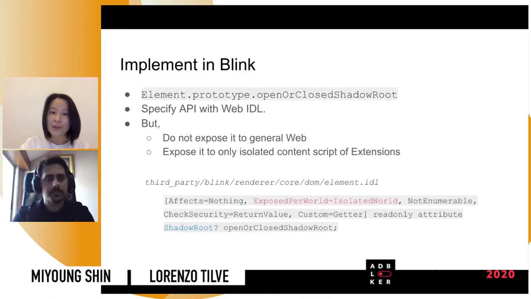Initially, this feature was implemented to have the same prototypes as Firefox, and the API was defined as Web IDL, as in other web APIs in Blink. But the API should not be exposed to the general web; it should be exposed only to the isolated content script of the extension.